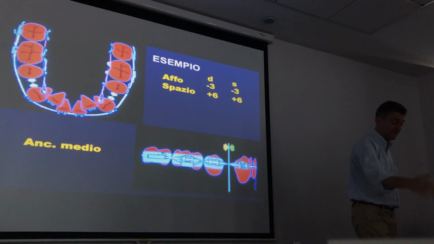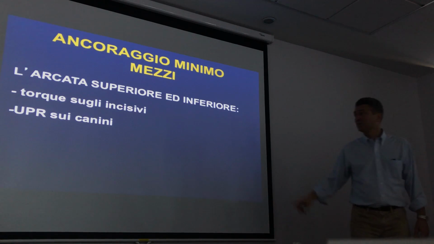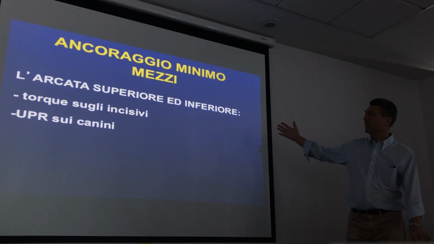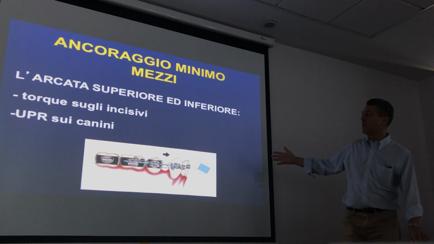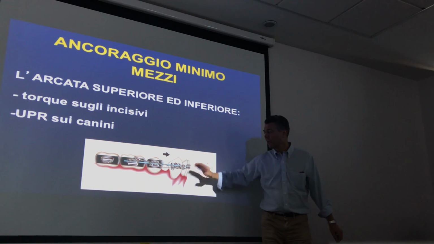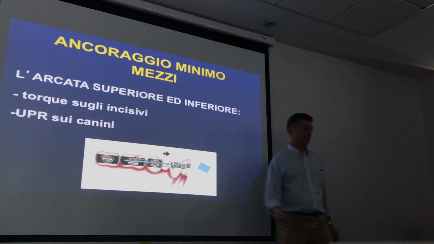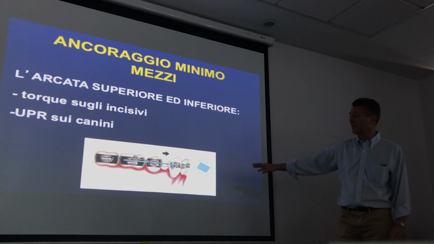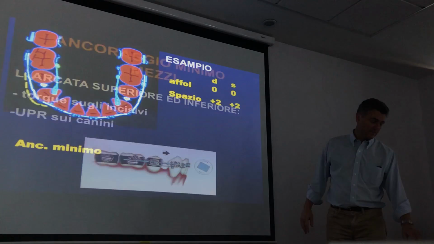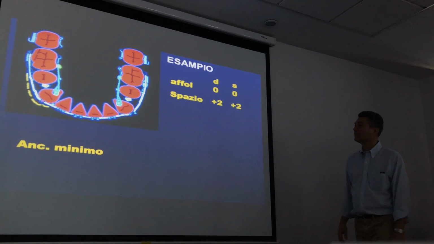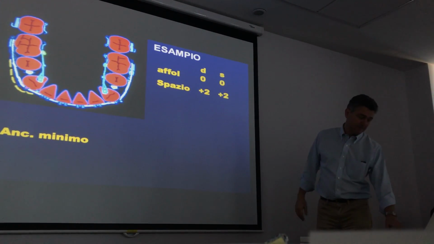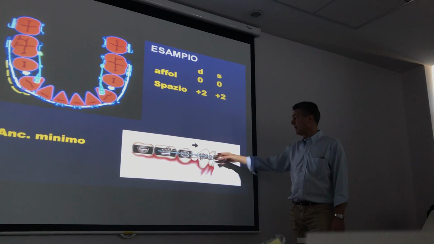But then we check them, because the anchorage can change. We want maximum anchorage in front: torque, upright and springs. And always the same class 1 force. You know, the class 1 force is always the same. Minimum anchorage in the back, which is maximum anchorage in front: torque and upright and springs.